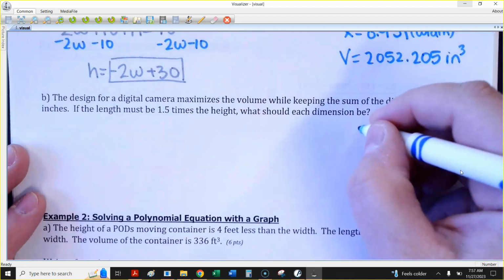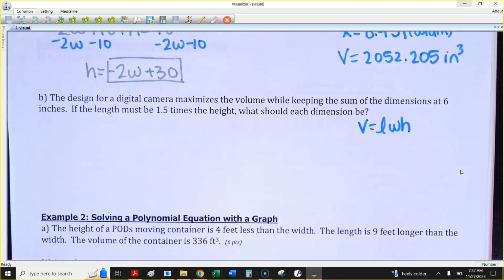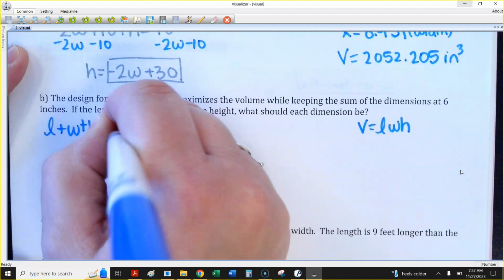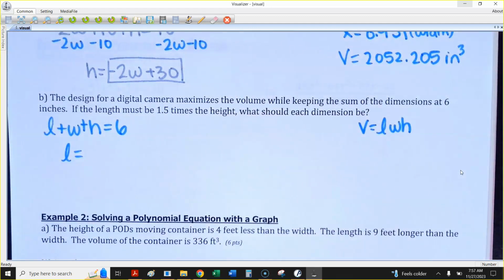Okay, so this is going to be another volume question. So length, width, height. This camera is going to be a rectangular prism shape, is the intention. I probably should have typed that in the question, but it says maximum volume. The sum of the dimensions is 6. So length plus width plus the height has to add up to 6. And it says the length must be 1.5 times the height. So how would I write the length? I'm going to write length equals, how would you write 1.5 times the height? Like what would that look like? What do you think?